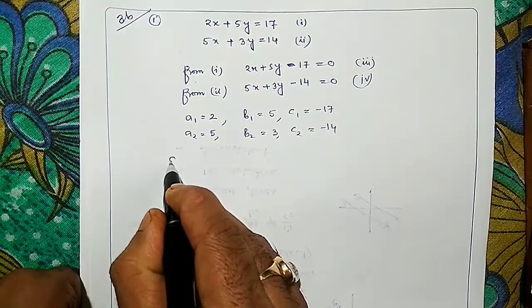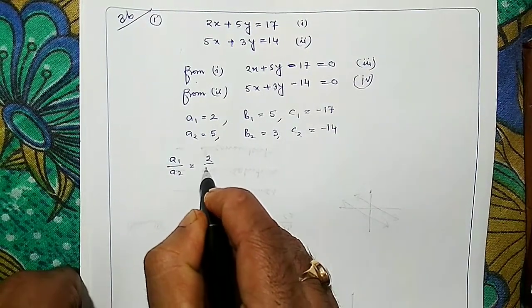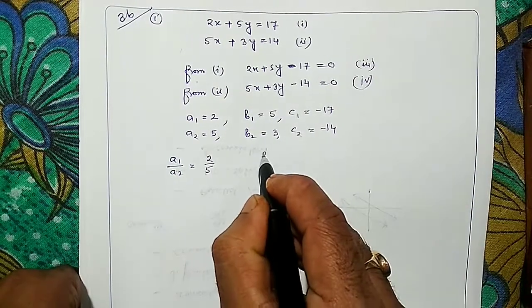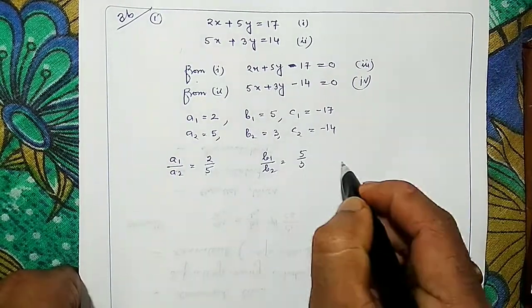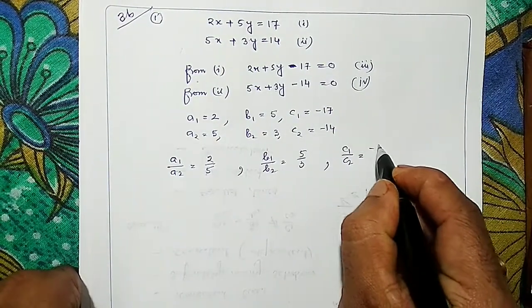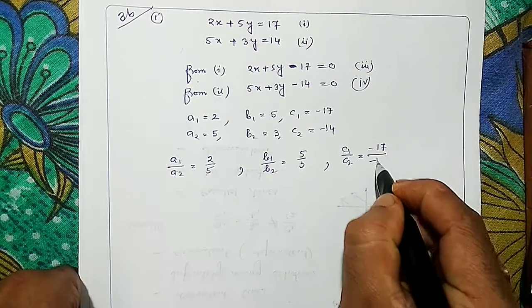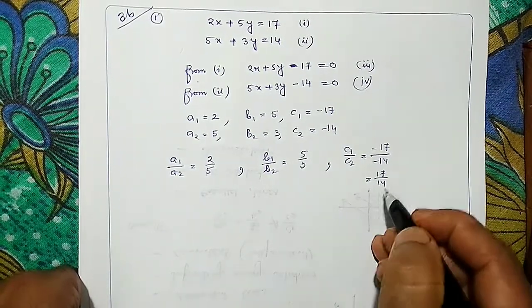Now you just take the ratio of a1 by a2, you calculate this, you are going to get 2 by 5. If I calculate b1 by b2, I am going to get 5 by 3, and c1 by c2 will be minus 17 by minus 14. On cancellation of the negative sign, I am going to get 17 by 14.